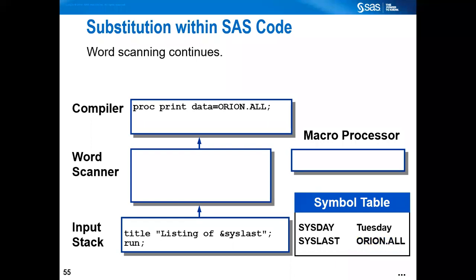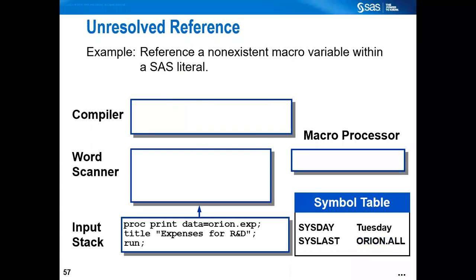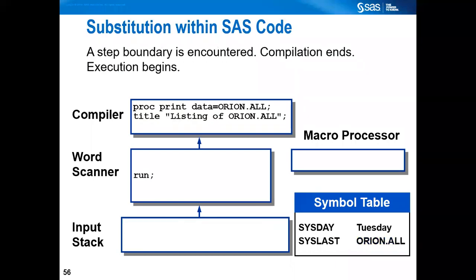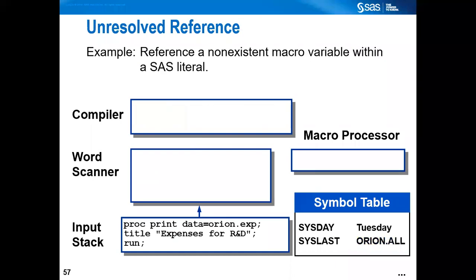Then the next statement is title. Again, within title, you have a macro variable reference, correct? So it's &syslast. Again, it will resolve and give the value, and the whole statement gets executed, compiled, and the program gets executed.